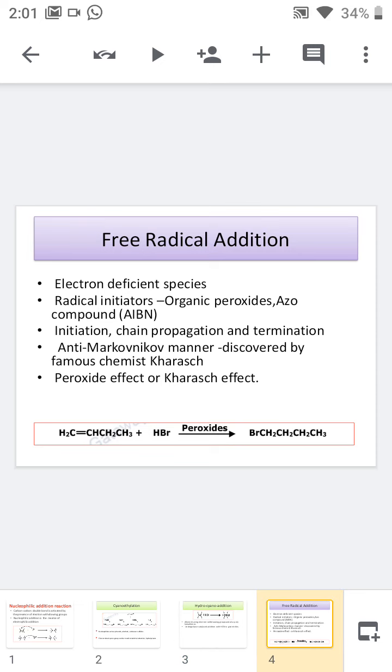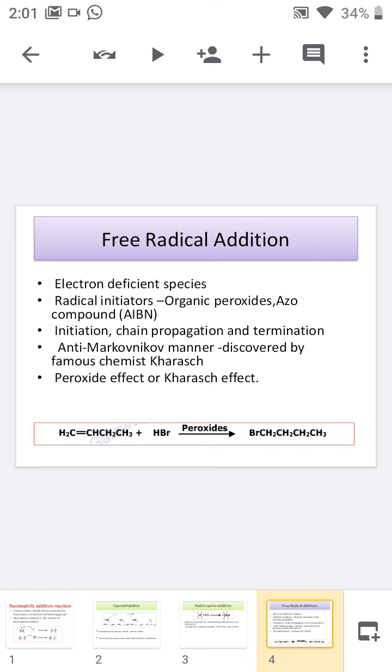Now we are moving into another addition reaction which is initiated by a free radical. That's why this reaction is known as free radical addition. You know that free radicals are electron deficient species, and naturally for a free radical addition reaction we are using organic peroxides or azo compounds like AIBN as the radical initiator.